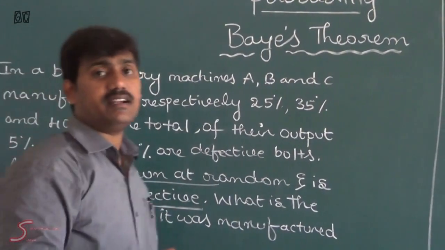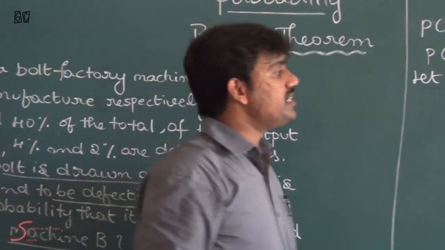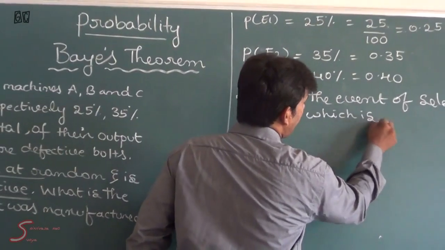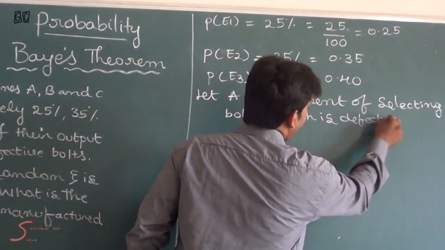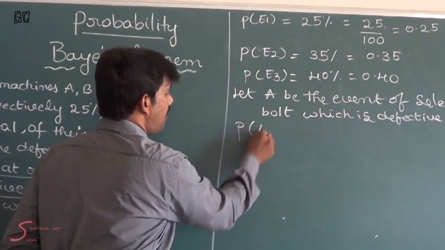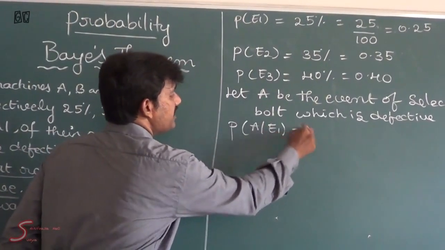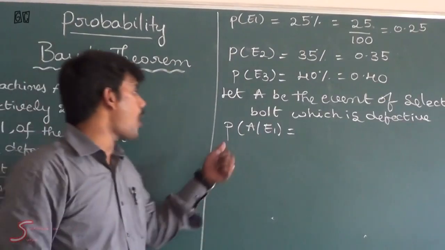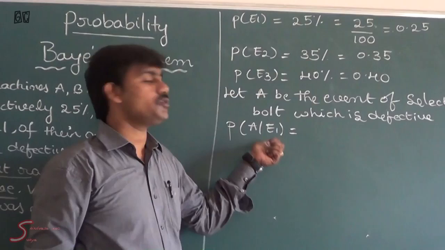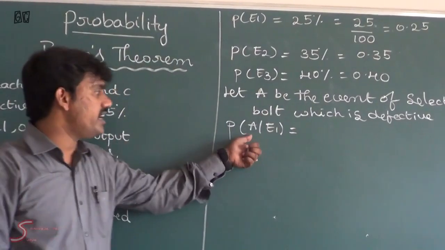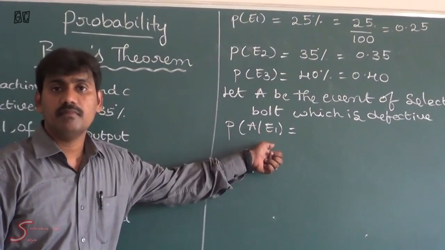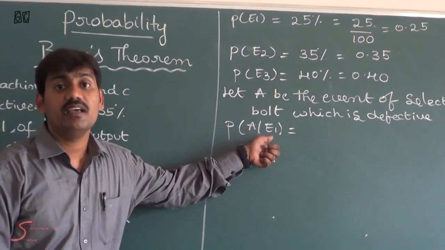So what we have selected, that board is defective. So let A be the event of selecting a board which is defective. Now I am going to find the value of P of A given... What does it mean? The conditional probability is the probability of happening of an event A when the other event has already happened. So in terms of this, what is A? The probability of selecting a defective board which came from, manufactured by, a machine A.